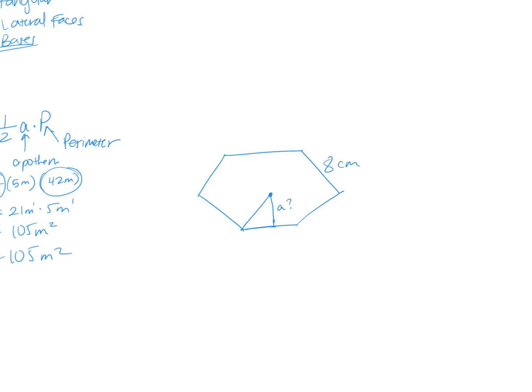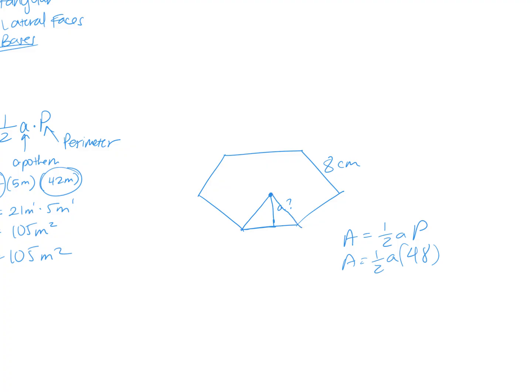So here's where it's going to get interesting. I give you no other information. You're like, what the heck? One half apothem times perimeter? I can figure out the perimeter. 8 times 6. The perimeter is 48. But the apothem is missing. What do I do?